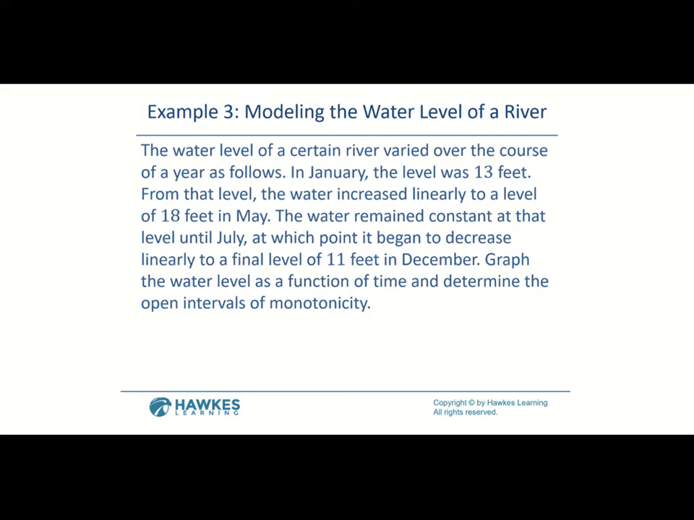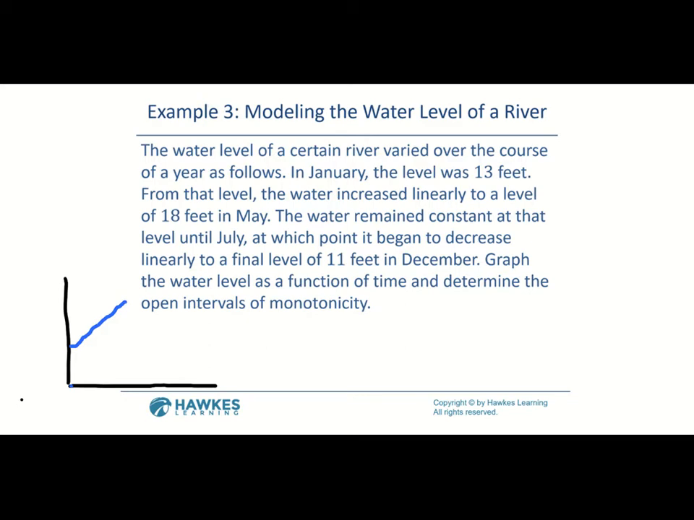So if I were to just sketch this, and I'm only going to need quadrant 1, so we're going to start here. Let's say here's January, and go with blue. Here's January, and the water level from January increased linearly to a level of 18 feet in May. Linear means like a line. So here's January, and here it goes all the way up to May.